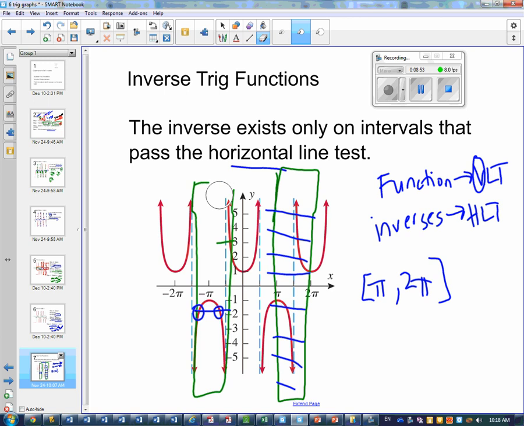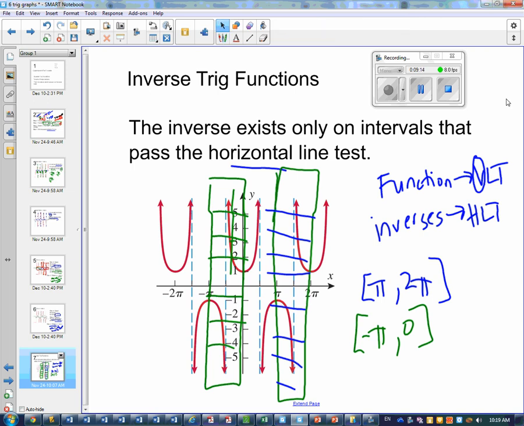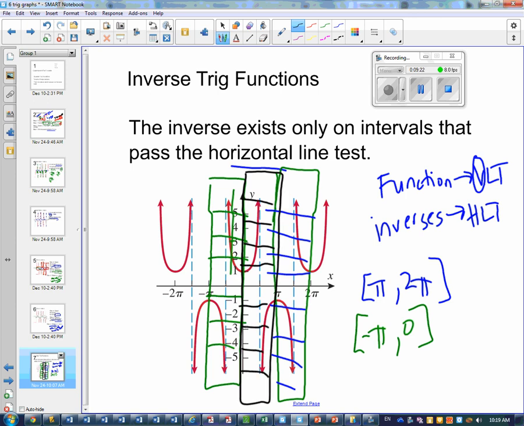So your job is to create intervals where it does pass the horizontal line test. So how about from negative pi to 0? I'm just drawing some horizontal lines to check, and yep, it's passing from negative pi to 0. Let's see if I can find another one. How about in between these two that I have? From 0 to pi. And I say, yep, passing my horizontal line test everywhere.